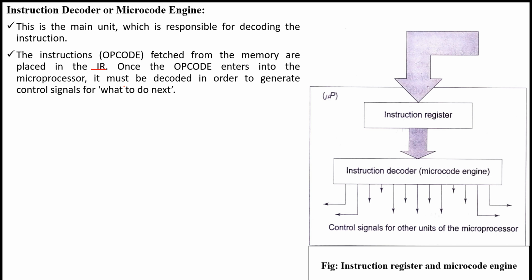Once the opcode enters into the microprocessor, it must be decoded in order to generate control signals for what to do next.